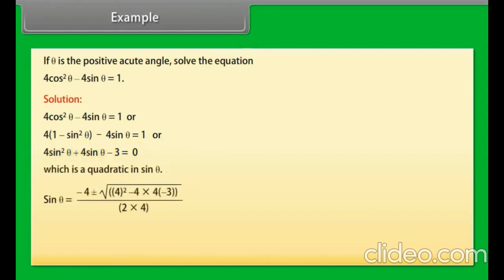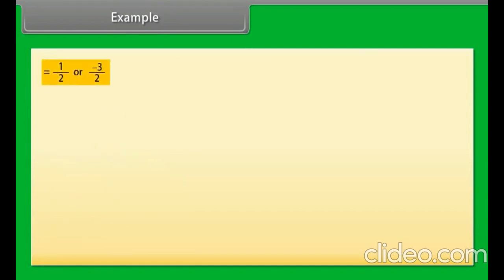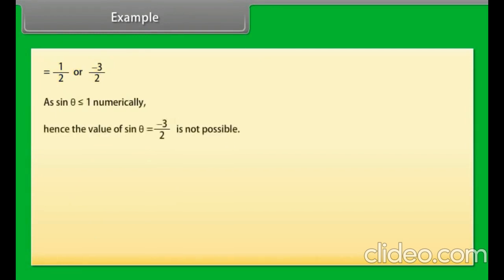Sin θ = (−4 ± √(4² − 4·4·(−3))) / (2·4) = (−4 ± 8)/8 = 1/2 or −3/2. As sin θ is less than or equal to 1 numerically, the value sin θ = −3/2 is not possible. Therefore, sin θ = 1/2 = sin 30°. So, θ = 30 degrees.